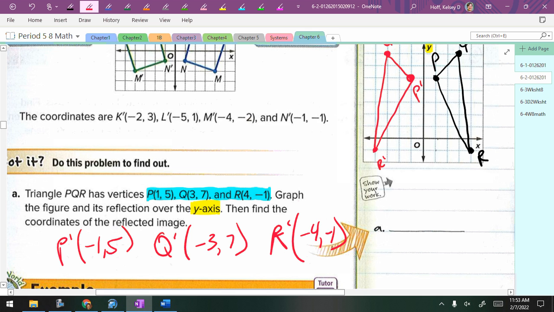Because we went over the y-axis, which letter changed? X. Okay? It was 1, 5, now it's negative 1, 5. It was 3, 7, now it's negative 3, 7. The opposite letter changes.